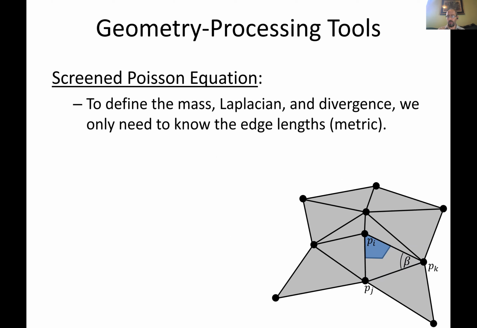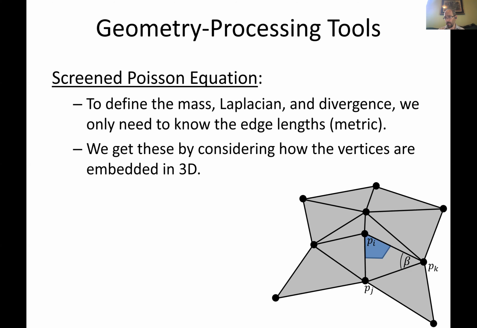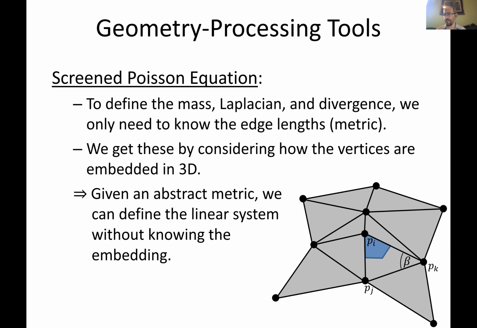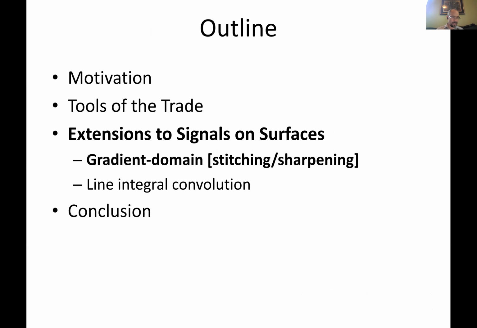The one thing I'll point out, in case I have a chance to get to it later, is that to define these linear operators, the mass, the Laplacian, and divergence, really all we need to know is the lengths of the edges of the triangles. If we want to figure out the area of a triangle or the angle at a vertex in a triangle, we can do that just knowing the edges. This is sometimes called the metric. Typically, if you have a triangle mesh, the vertices live in 3D, you can take an edge, which is two vertices, and look at how far apart they are in 3 dimensions, and that gives you the edge lengths. That's the standard way to do it, but it doesn't have to be that way. You can just describe an abstract notion of lengths that are not realized by any embedding. That's perfectly fine.